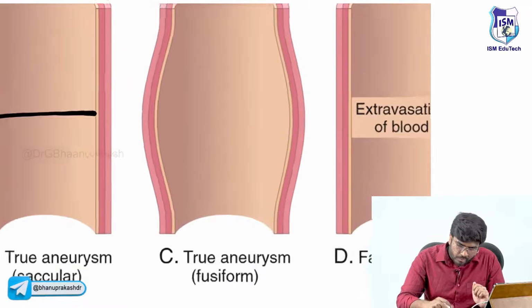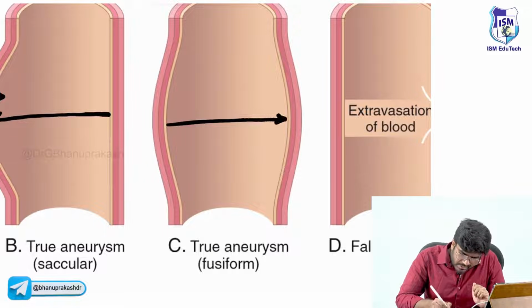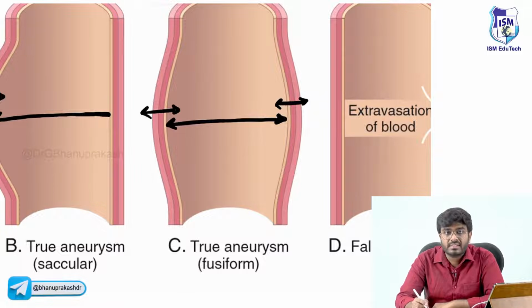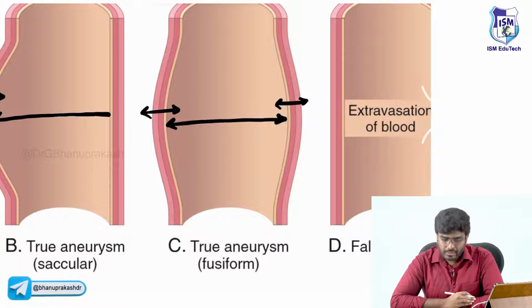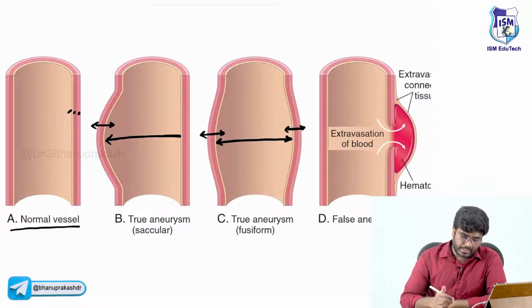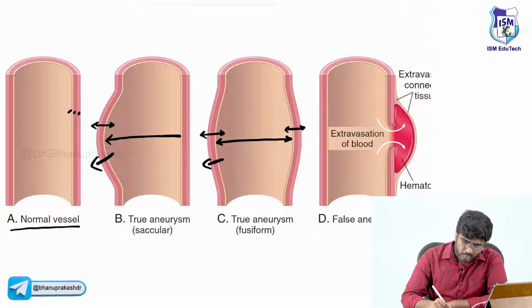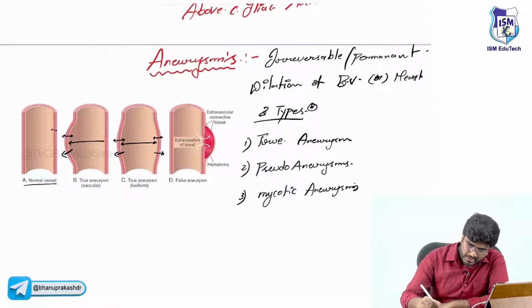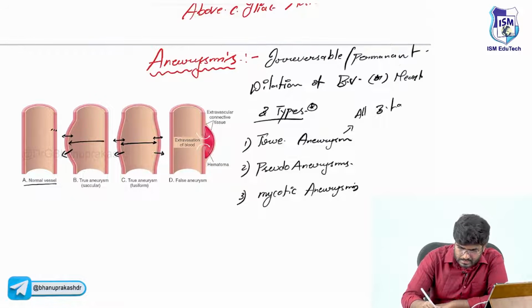Here also, look, in this dilation process, all the 3 vessel layers are involved. If all the 3 vessel layers are involved, then it is called a true aneurysm. It can be on one side or on both sides, that's a different thing. But what is a true aneurysm? All 3 layers are involved.